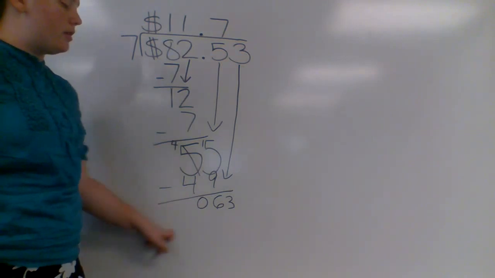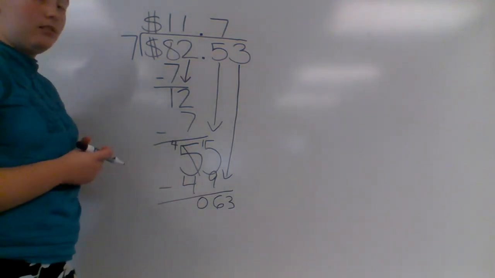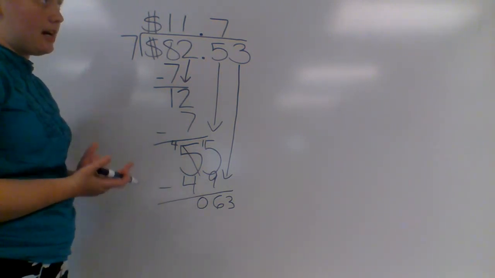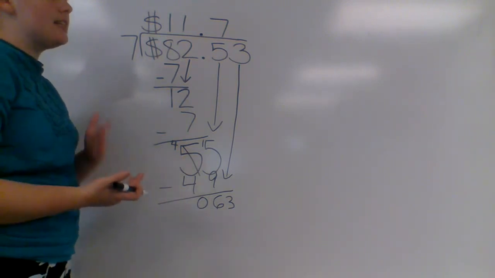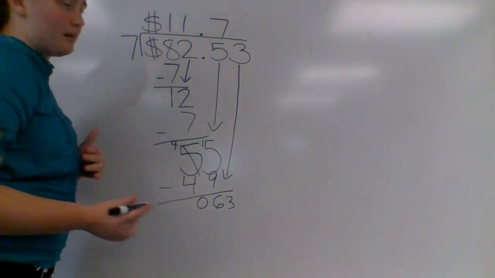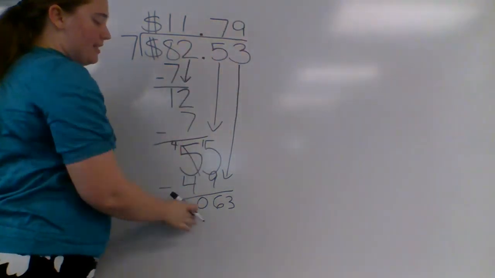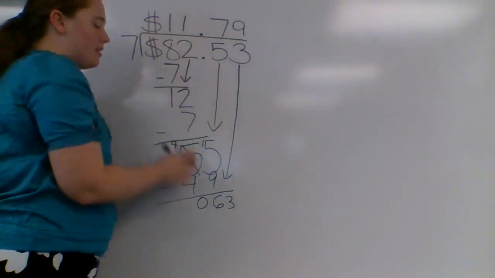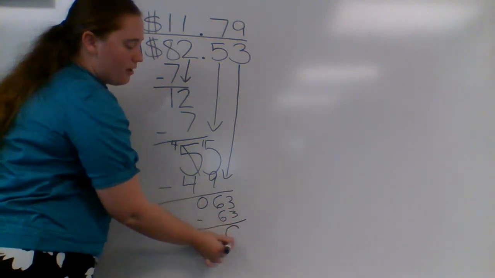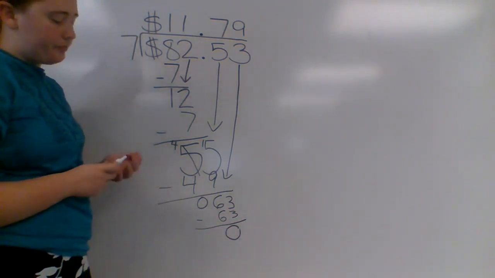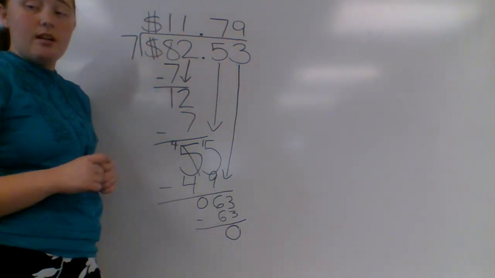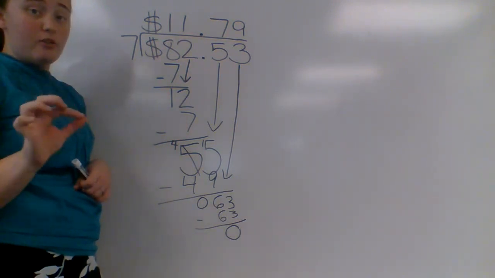63 and 7. 7 will go into 63 how many times? Well, I know 7 times 7 is 49. 7 times 8 is 56. 7 times 9 is 63. So we'll say that's 9 times. So we'll say 7 will go into 63, 9 times. 9 times 7 is, we just said 63. And that's going to be my answer down there, and my remainder is 0. So make sure you have this $11.79 as your answer.